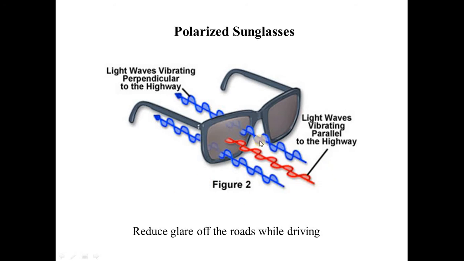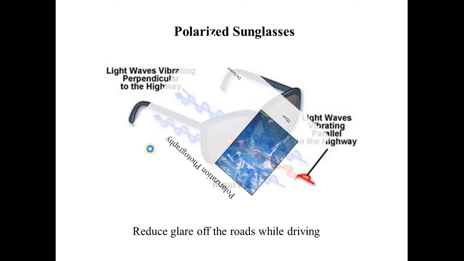Incident light will have perpendicular components and parallel components. Perpendicular components will be completely cut off and parallel components pass through. And this is how we can reduce the glare of light from the road when we are driving, using sunglasses. I request and recommend all of you to use sunglasses while driving. It will provide very soothing comfort while going out on a sunny day or while driving long distances in your motor vehicles or cars.